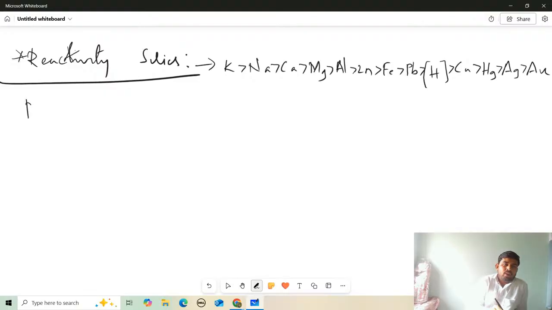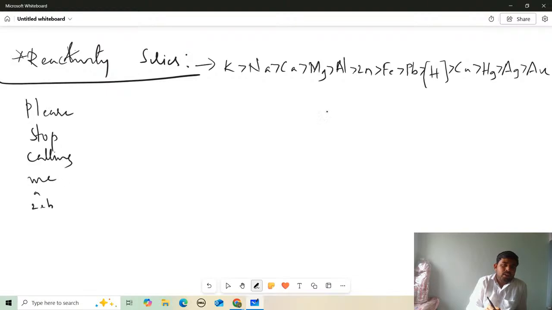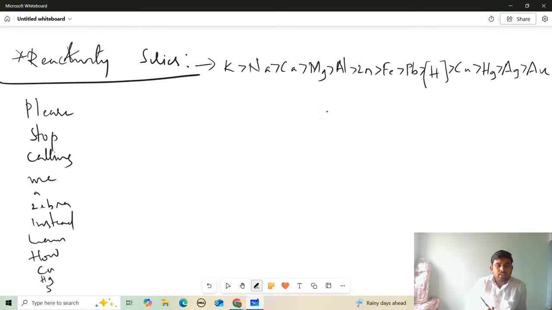We have a mnemonic: Please stop calling me a zebra. Instead, learn how copper mercury saves gold. Okay, so please means remember potassium, stop represents sodium, symbol Na.